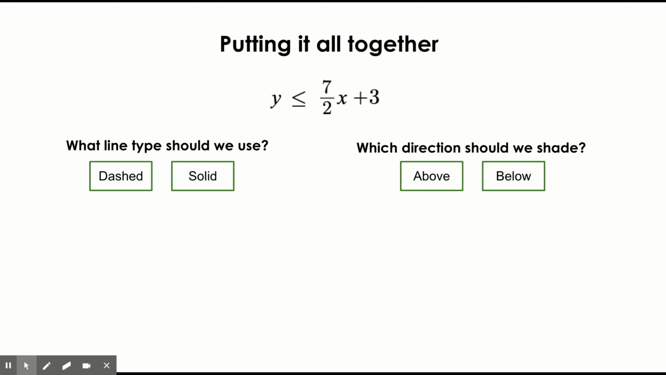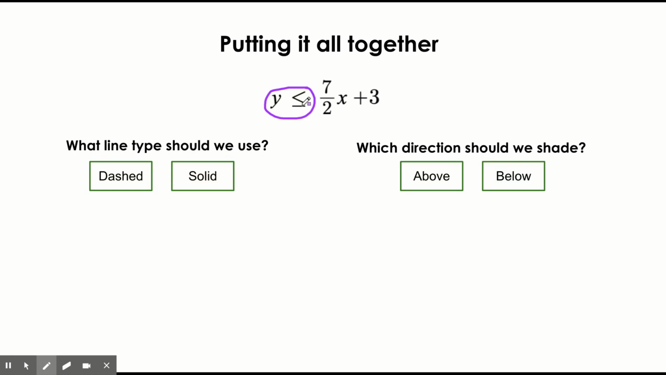All right, let's say we're given this linear inequality and we're asked to graph it. Now, from what we discussed, we know there are a couple decisions we're going to have to make, such as what line type we're going to use and which direction to shade. So just remember that when we talked about this last, we looked at the inequality symbol and the y, and that is really what helps us make our decision.